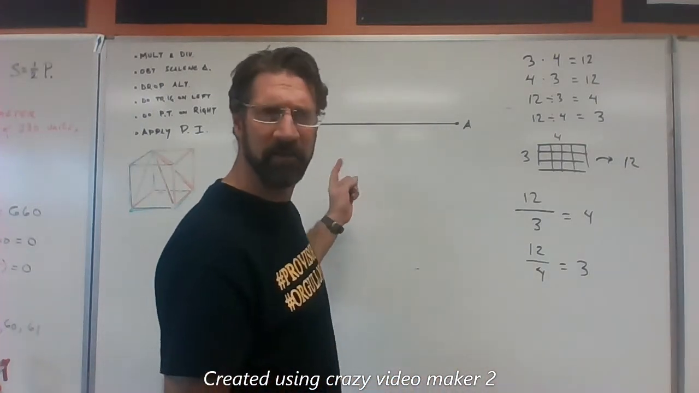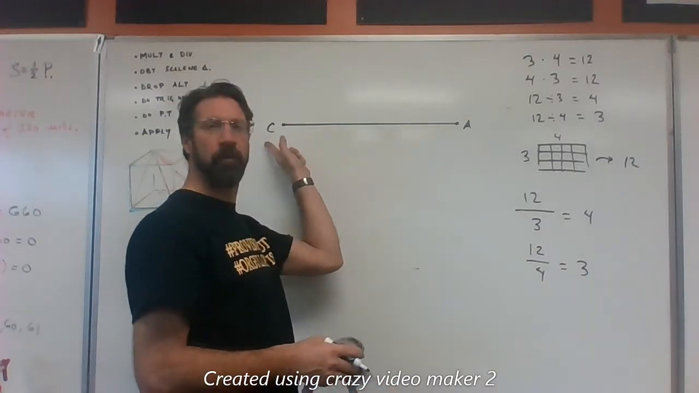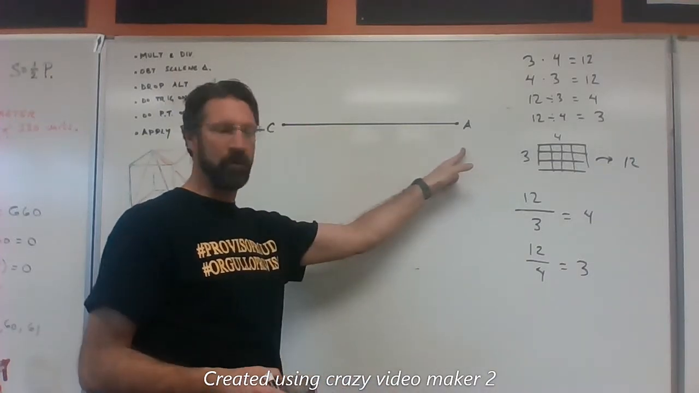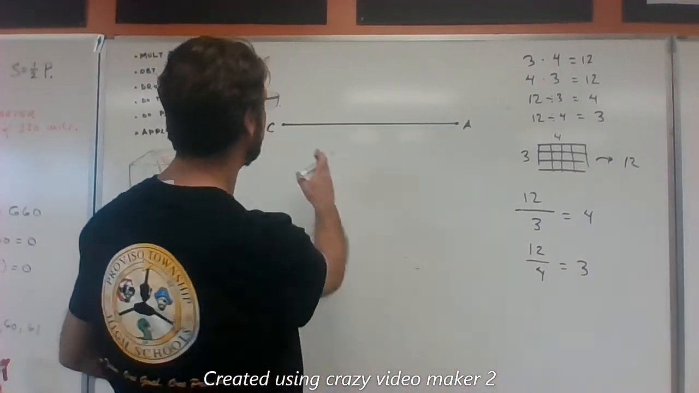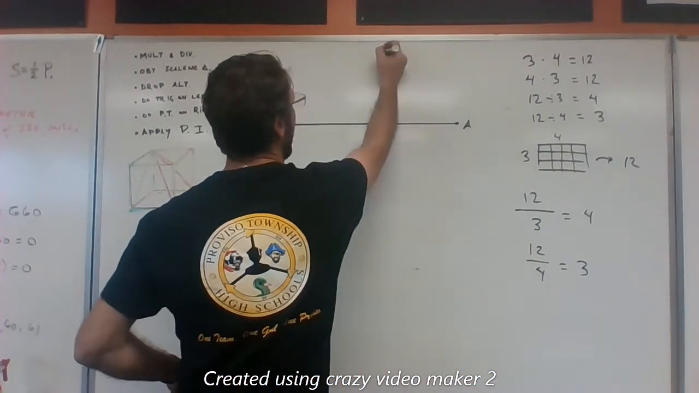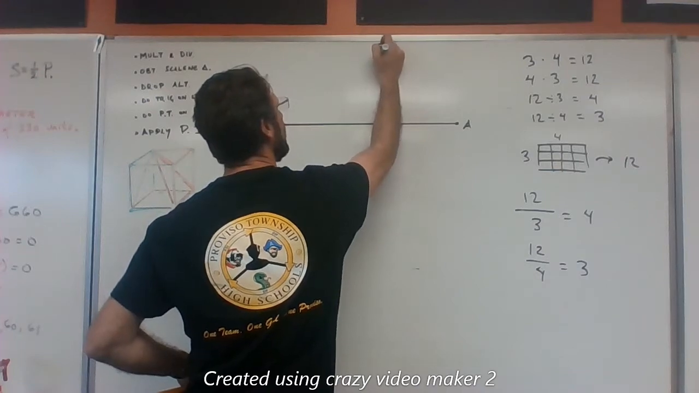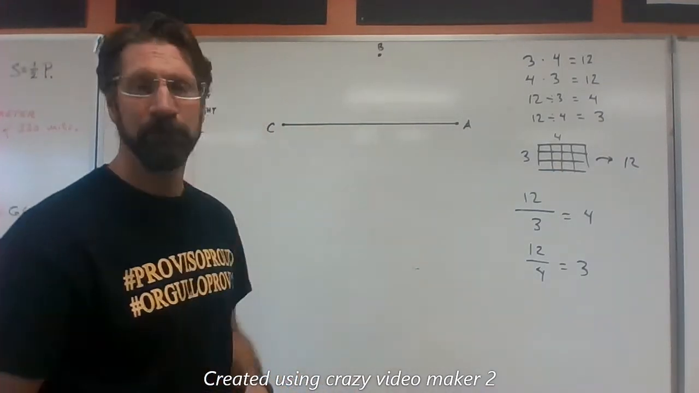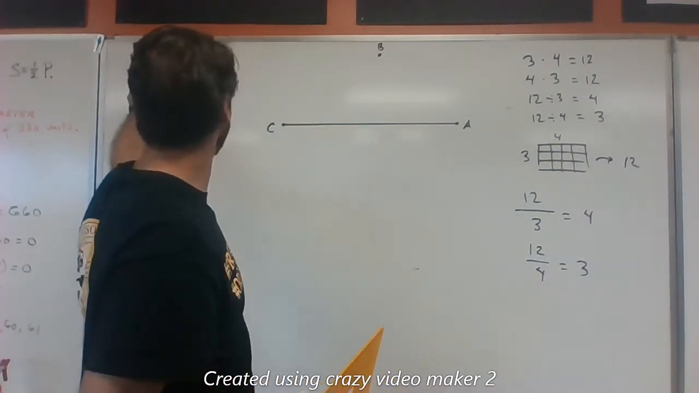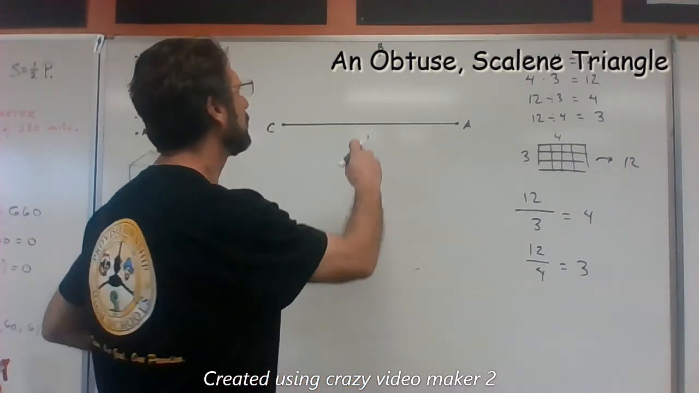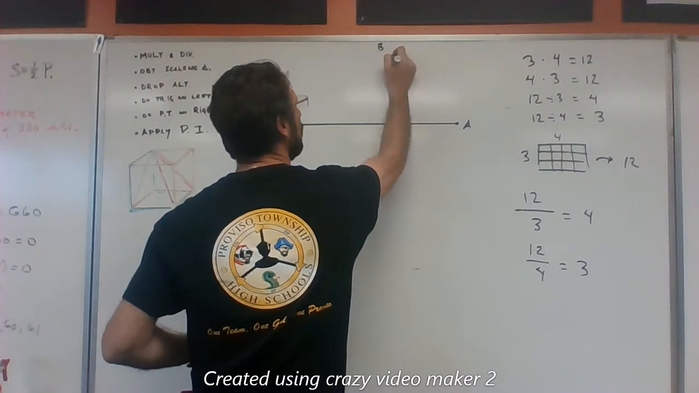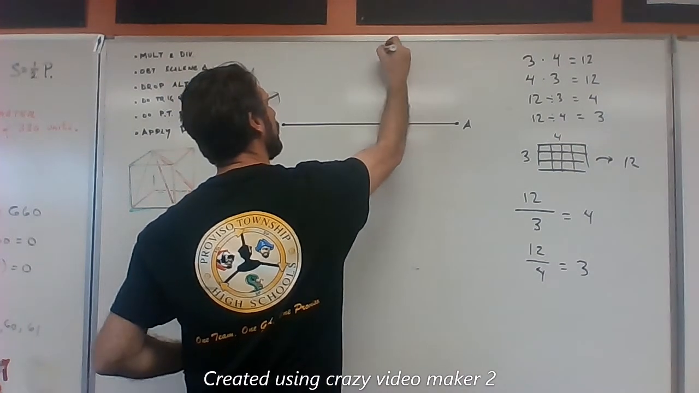Okay, so I've got a line segment here that's got an endpoint of C and an endpoint of A. What I'm going to do is get an endpoint of B in there, but I want that B to be somewhere up high, all right? So I'm going to throw in a B here. Plan is to get an obtuse scalene triangle. So that's why I picked a point. You know, I don't even like where that is. I'm going to scoot it over a little more. Maybe somewhere around there. We'll call that point B.